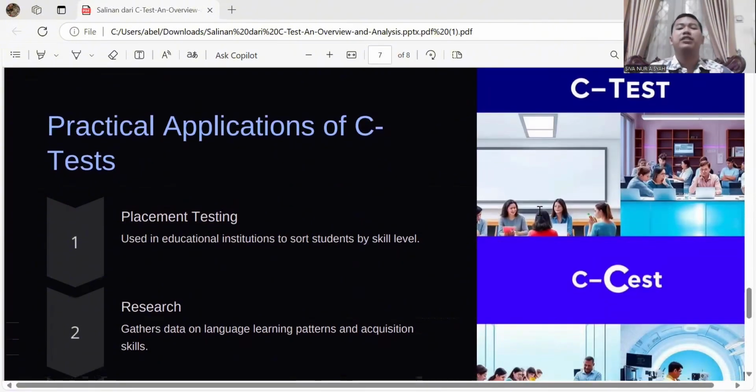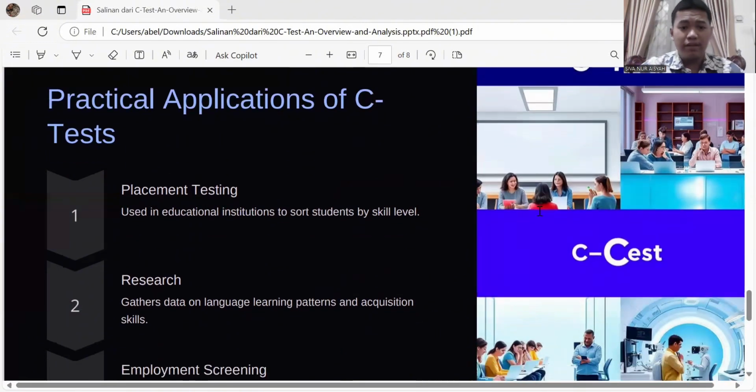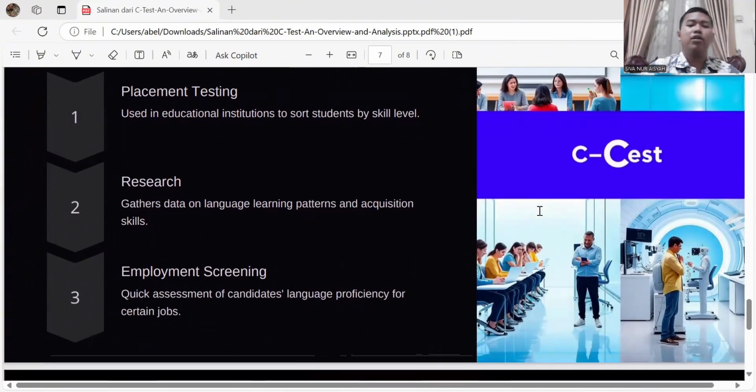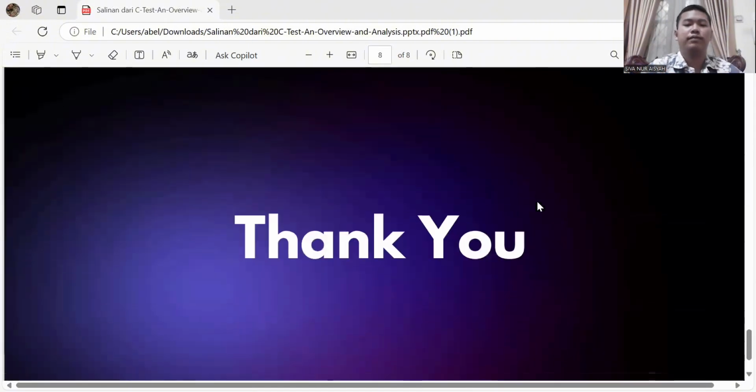Practical applications of the C-test. The first is placement testing, used in educational institutions to sort students by skill level. Second is research, which gathers data on language learning patterns and acquisition skills. And the third is employment screening, a quick assessment of candidates' language proficiency for certain jobs.